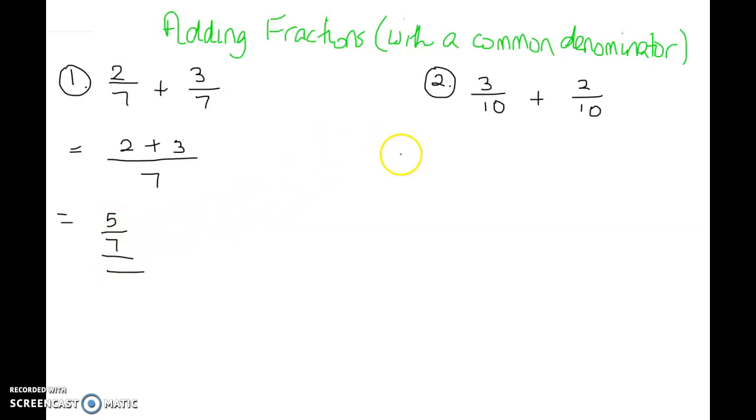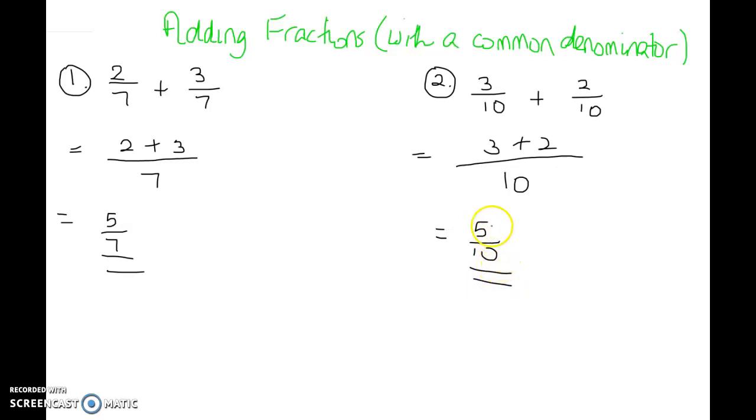Now looking at the second question, we have 3/10 + 2/10. Again, both fractions have a common denominator of 10. Once you have that common denominator, we're just going to add the top numbers because they already both have a common denominator of 10. So 3 plus 2, we get 5/10.